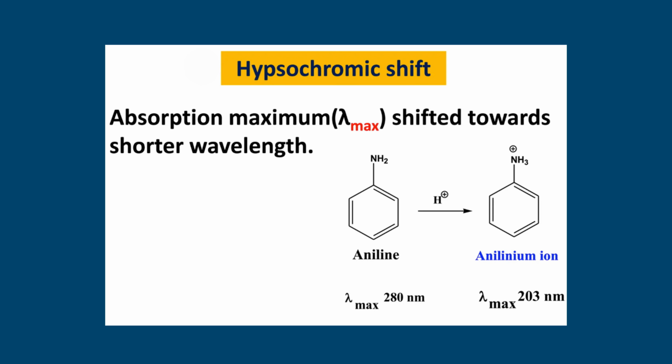For example, aniline has a maximum absorption at 280 nanometers, but when it is in an acidic solution, it shifts to 200 nanometers due to the lack of conjugation.